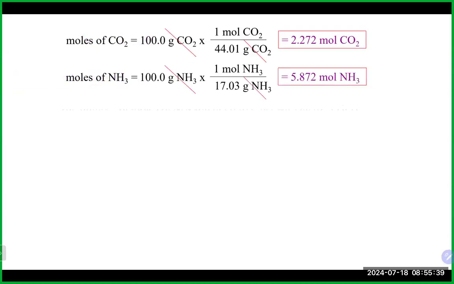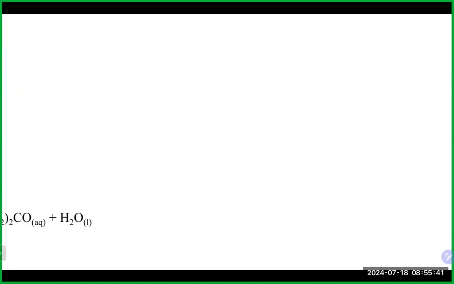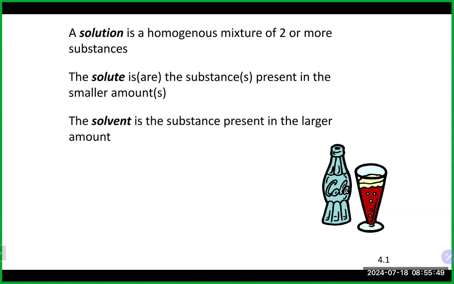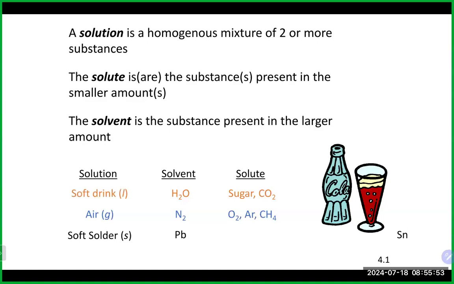All right. So then let's talk about a couple other things here. We're going to talk a little bit about solutions and concentrations and solution stoichiometry. So before we talk about solution stoichiometry, let's talk a little bit about solutions. And a solution is a homogeneous mixture of two or more substances that are together.